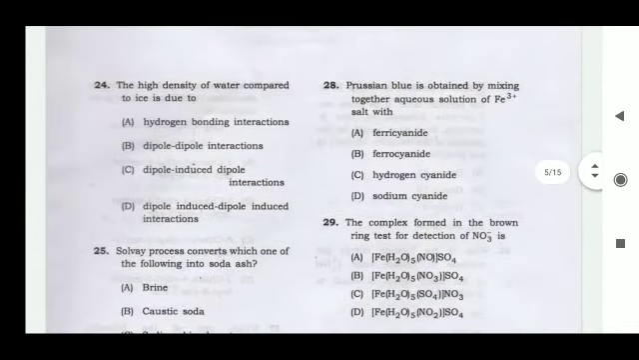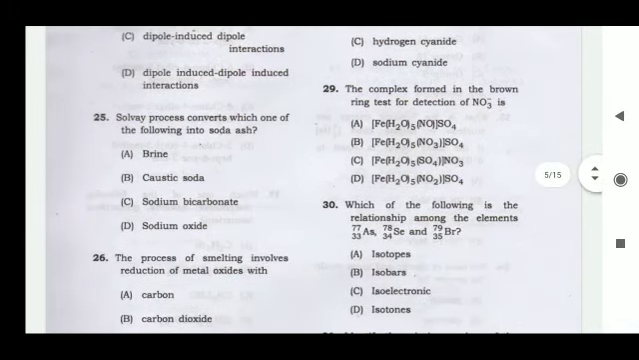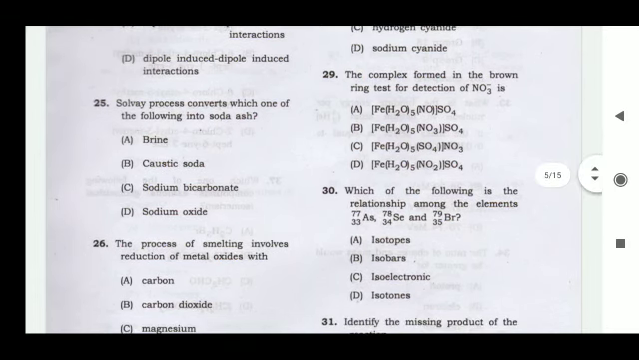Next question, Prussian blue is obtained by mixing together aqueous solution of Fe3 plus salt with ferrocyanide. Okay, remember ferrocyanide and Fe3 plus salt gives Prussian blue color. So option B is correct. Next, number 29, the complex formed in the brown ring test for detection of NO3 negative is. Here, remember, when we do brown ring test, a nitroso compound is formed. Nitroso compound means there will be a nitroso ligand in the complex. So option A is correct. Here [Fe(H2O)5NO]SO4, this compound A is correct.